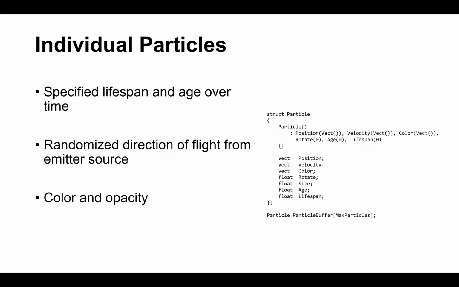Another very important property would be the color and opacity, because, for example, if you're trying to render fire or smoke, it's going to have a set color structure. So fire, for example, would go from bright yellow to orange to red, to very transparent red on the edges.